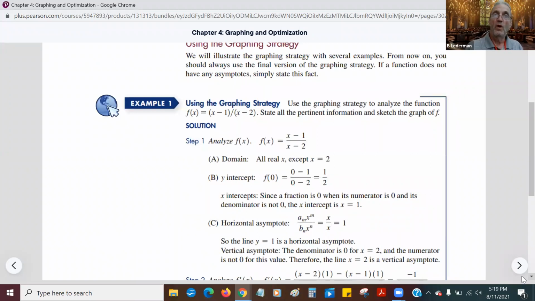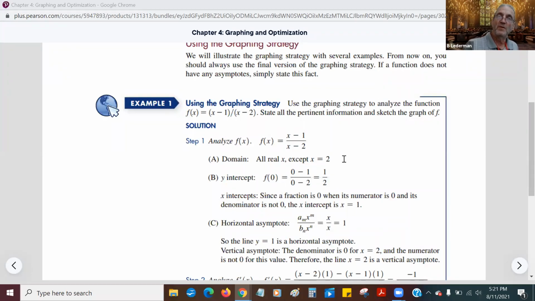So we want to use the graphing strategy to analyze f of x equal to x minus 1 over x minus 2. Now you might remember from algebra, it's a hyperbola, but we'll do that step by step. First thing we want to do is look at f itself, the original function, and get the intercepts and the domain. So the domain: all I have to do is find the problem numbers. The only problem number is x equals 2 because I get a 0 on the bottom of the fraction.